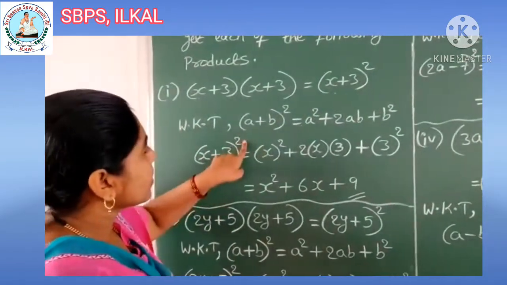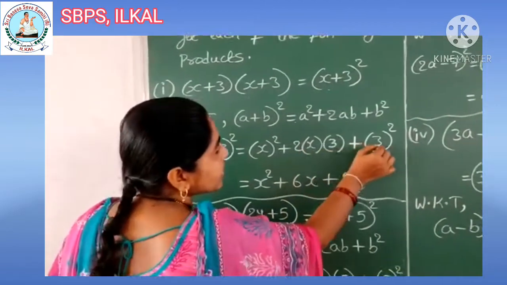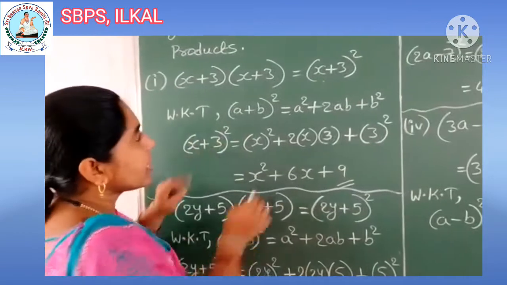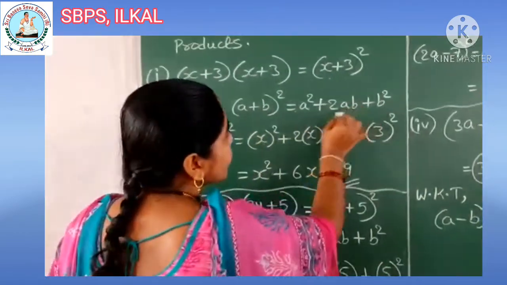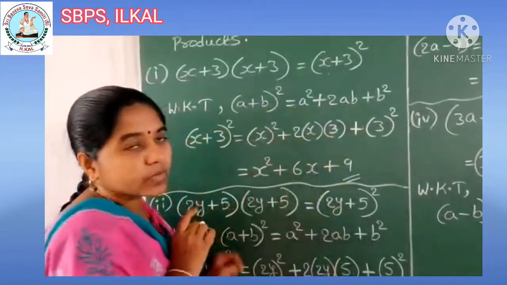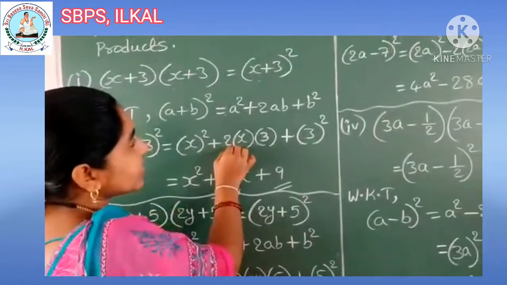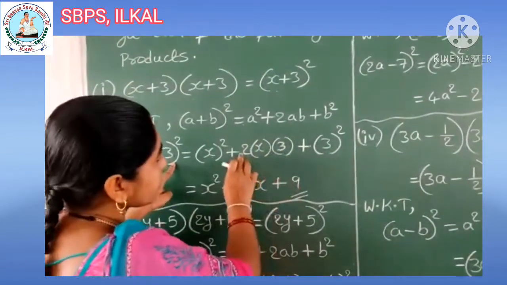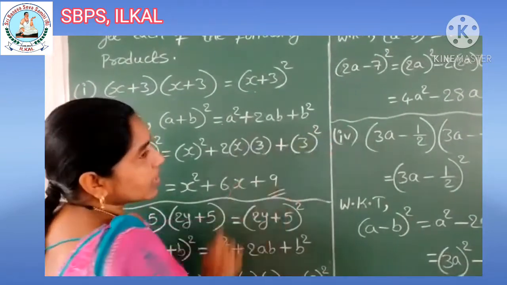X plus 3 whole square is equal to x square plus 2 into x into 3 plus 3 square. Here a means x, children, b means 3. In the place of a, x I have to substitute. In the place of b, this 3 I have to substitute. A means x square plus 2 as it is. Again a means x, b means 3. 2 into x into 3 plus b square means 3 square.